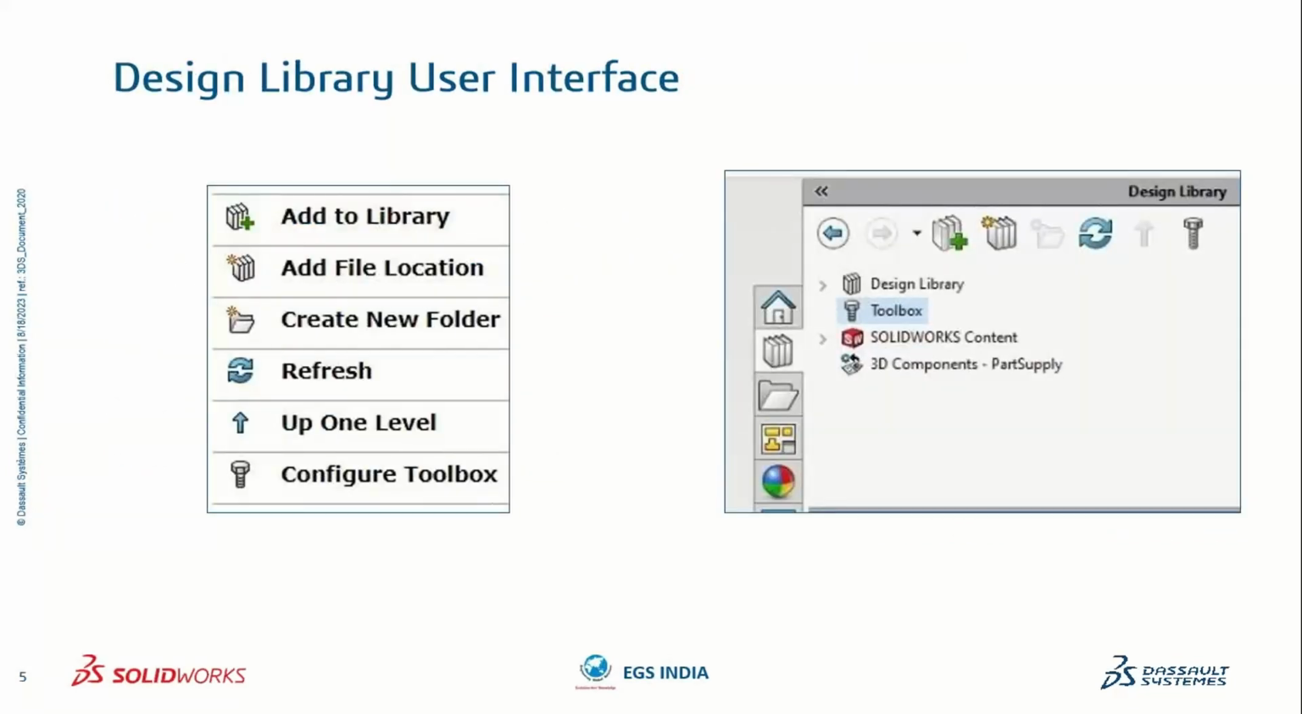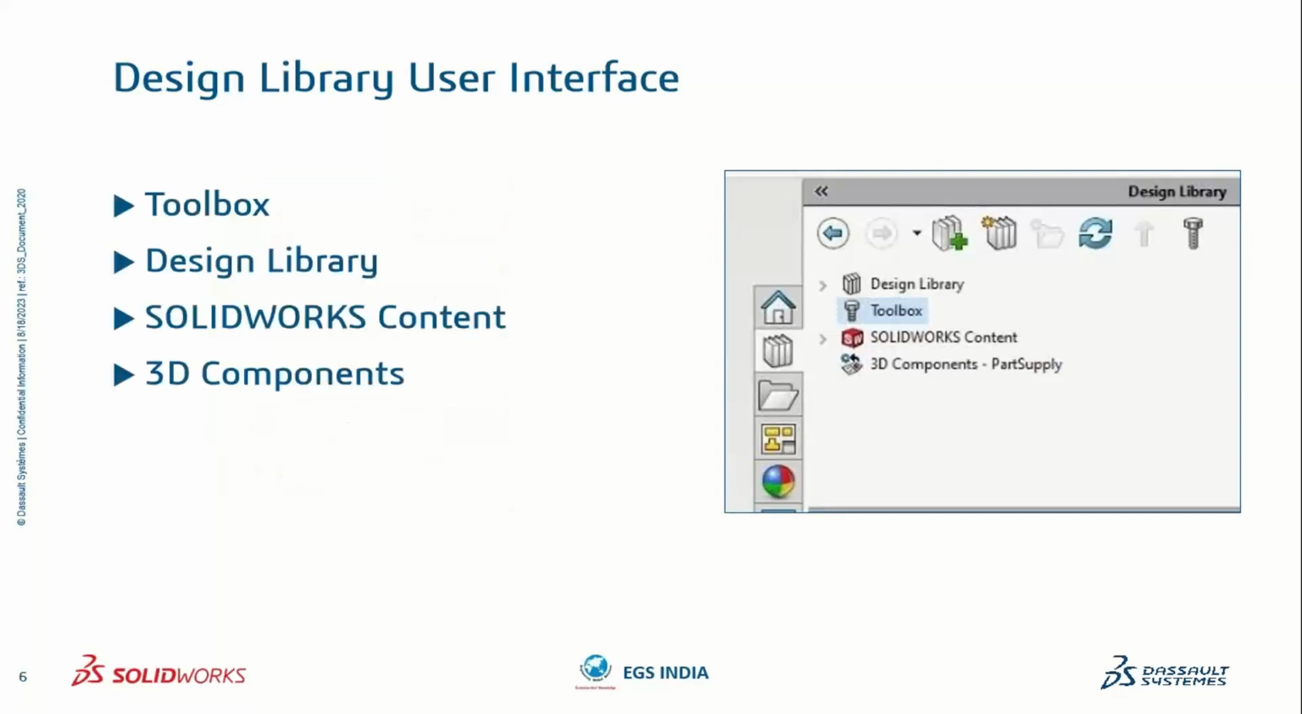First we'll look at the user interface. In our task pane there is a design library. In the design library we can see options to add to library, add file locations, create new folders, refresh tabs, as well as configure toolbox. We'll come to these topics later. Followed by that, there are the toolbox, the design library, SolidWorks contents, and 3D components. These are all located in our design library tab, so we'll see them one by one.